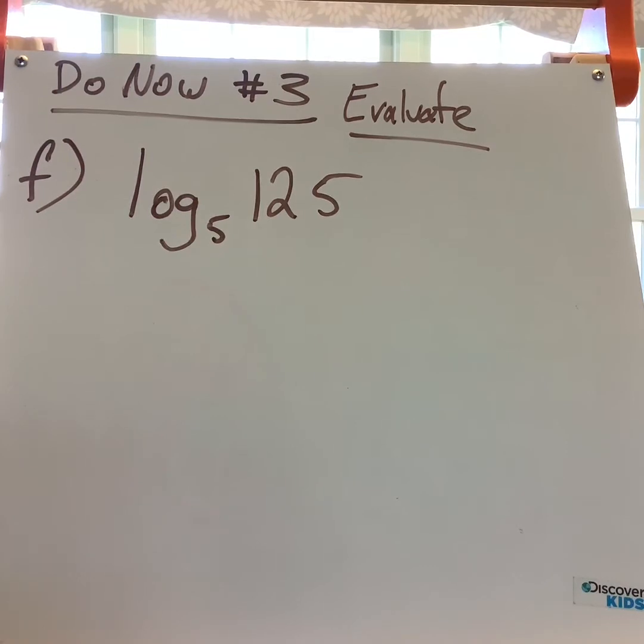Letter F, log base 5 of 125. What is the exponent of 5 that gives you 125? And that's 3. 5 to the 3rd power is 125.